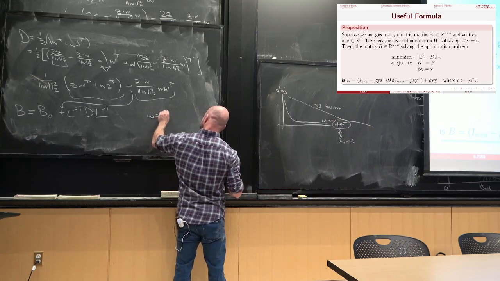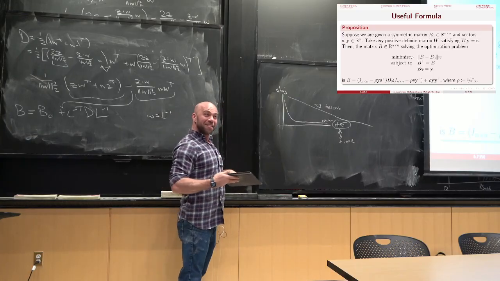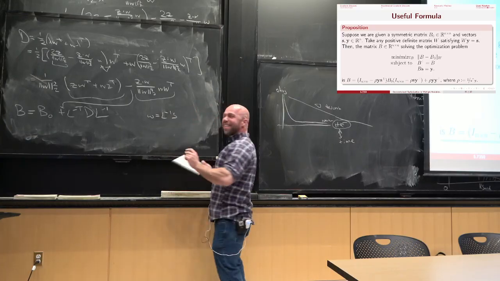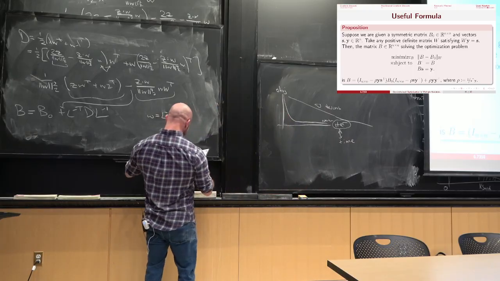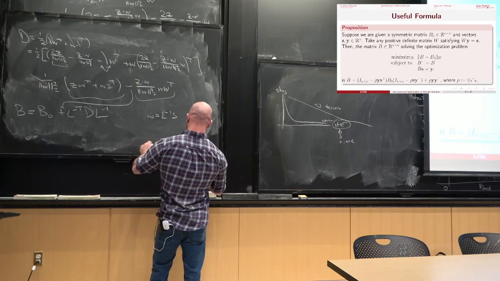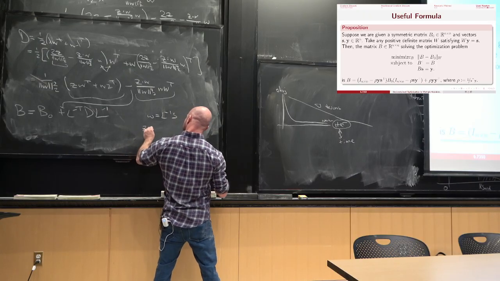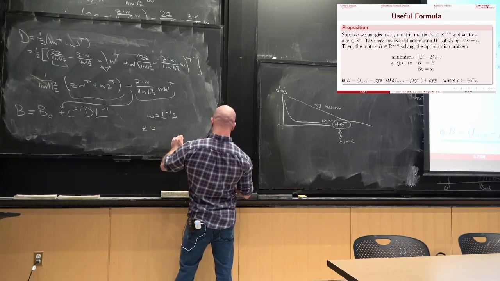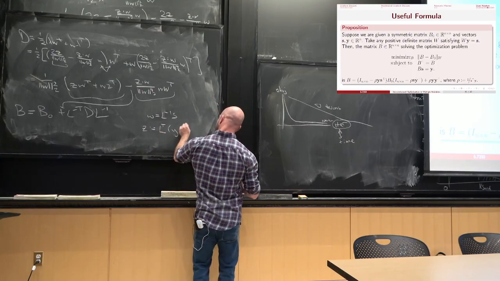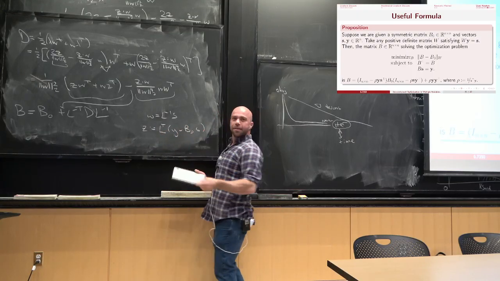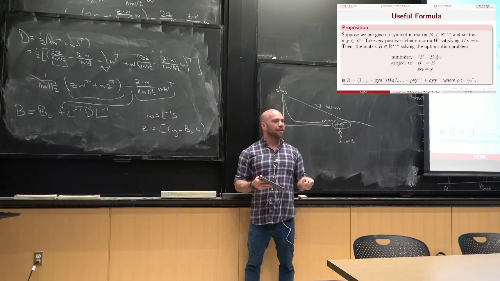W is equal to L inverse S. And moreover, we had that Z was equal to L transpose Y minus B naught S. Remember, this was the substitution that we made to derive that simplified problem.